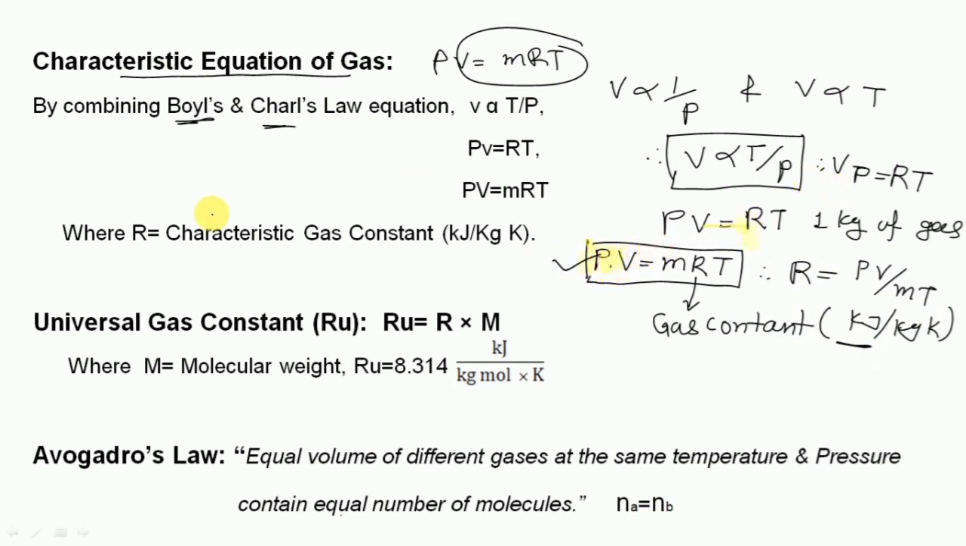Then after that, the universal gas constant, denoted with RU. RU is a product of R, which is the gas constant, and the molar mass, or molecular weight.